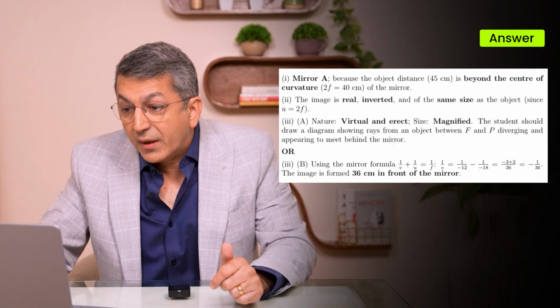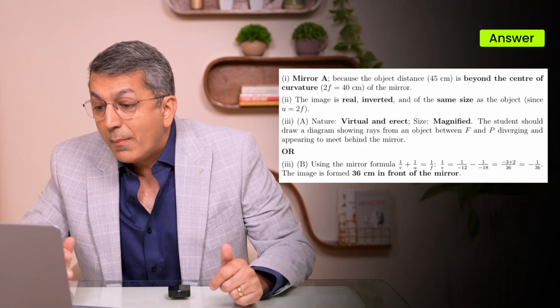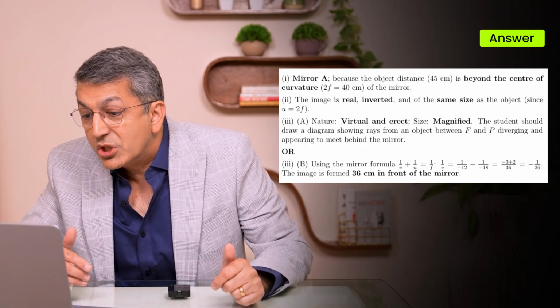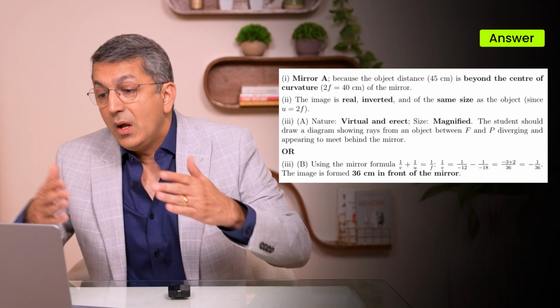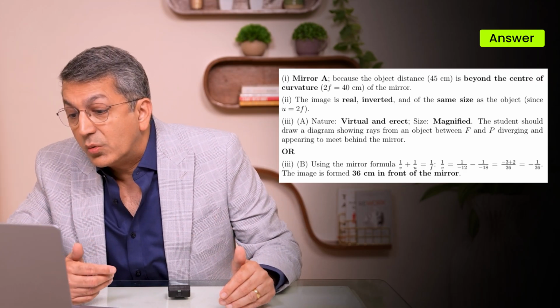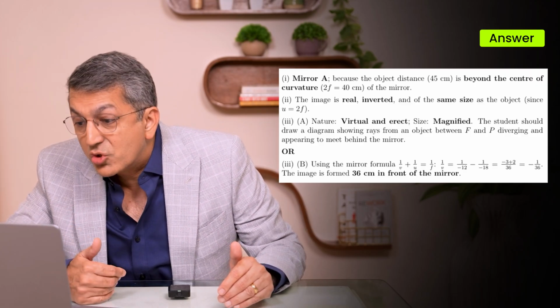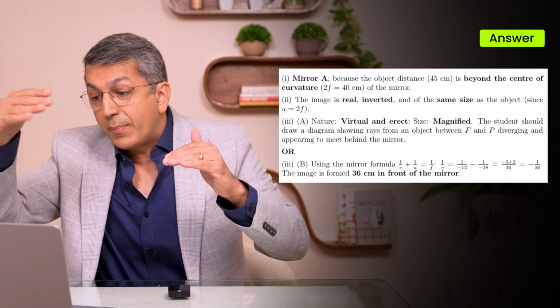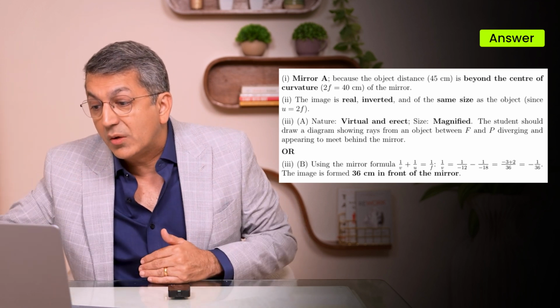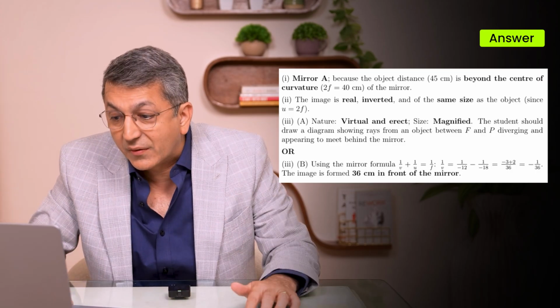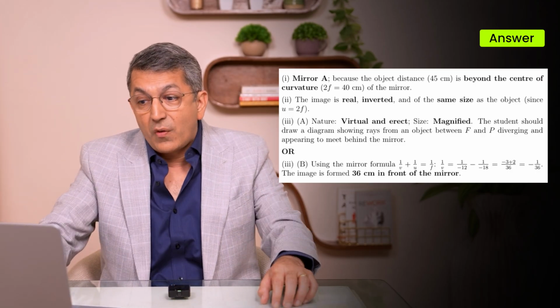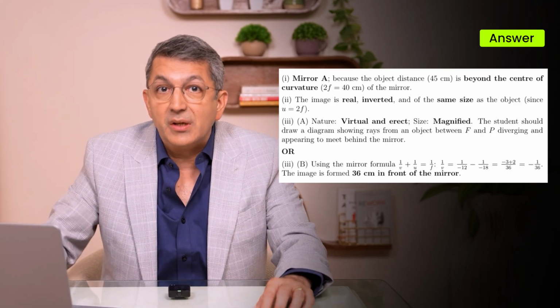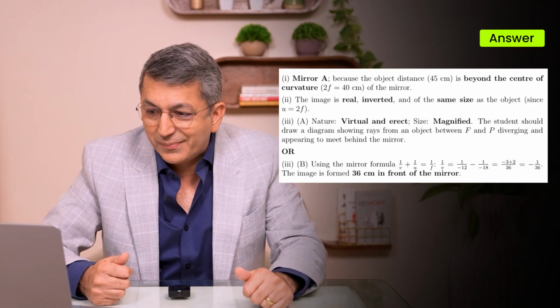3b. Using the mirror formula, 1/v plus 1/u, which is equal to 1/f, 1/v is equal to 1/(-12) minus 1/(-18), which is equal to (-3 plus 2)/36, which is equal to -1/36. The image is formed 36 centimeters in front of the mirror.